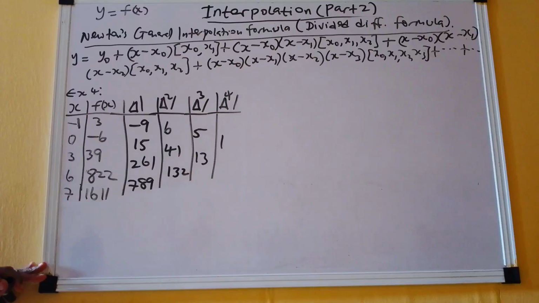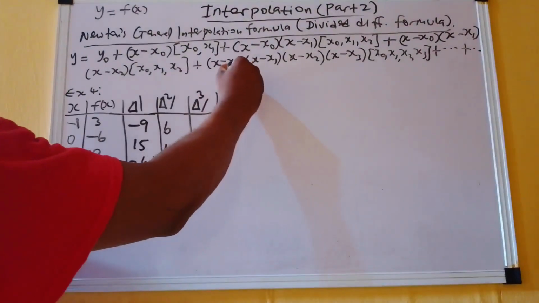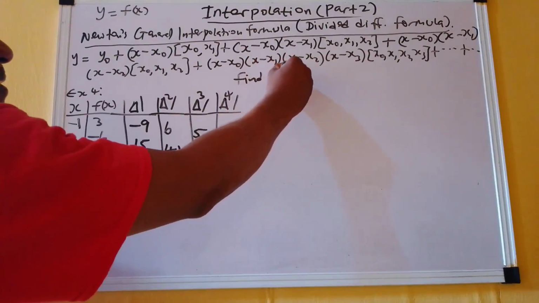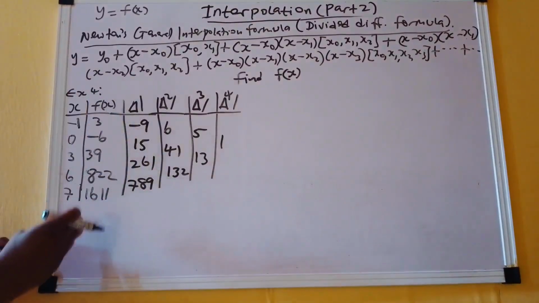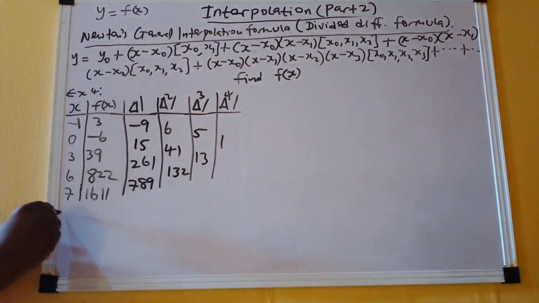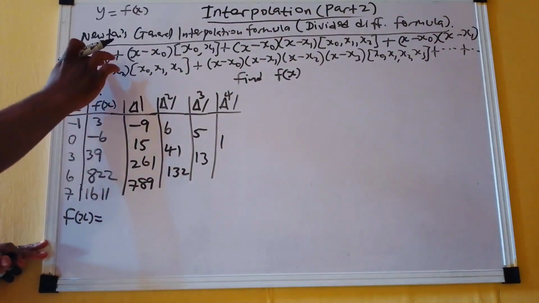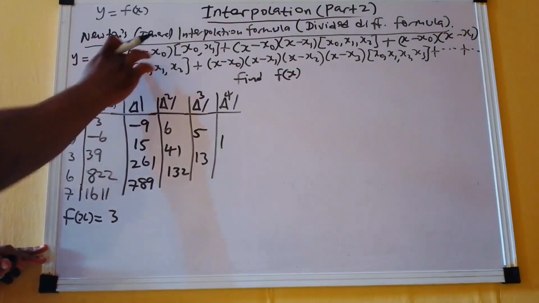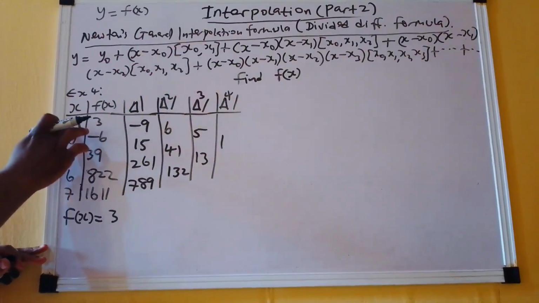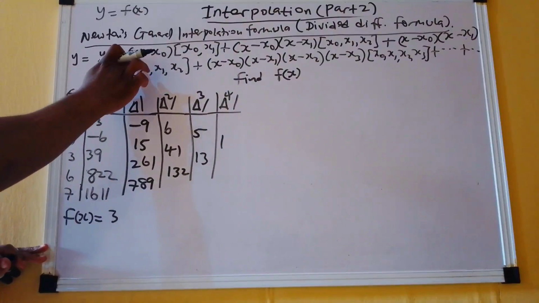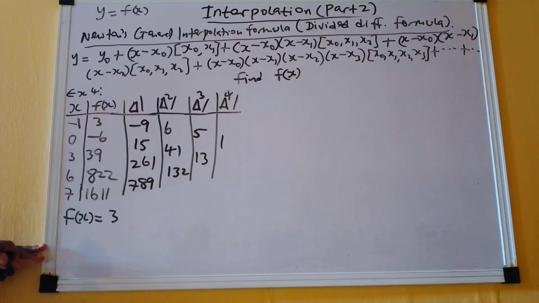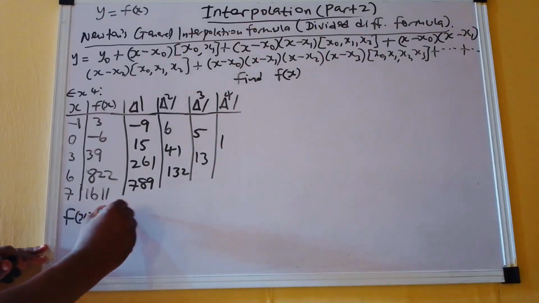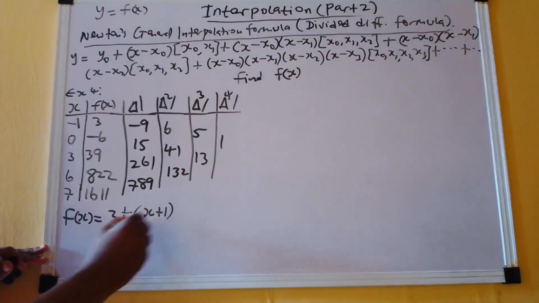Now let us go ahead and calculate and solve the problem. What we need to do here is to find the function f of x that is given, that brought about this table. So that means our y is also f of x. So our f of x will be equal to, what is our y naught? Our y naught is 3. Then what is our x? X naught is minus 1. So x minus minus 1 will be x plus 1. So you have plus, bracket open, x plus 1.